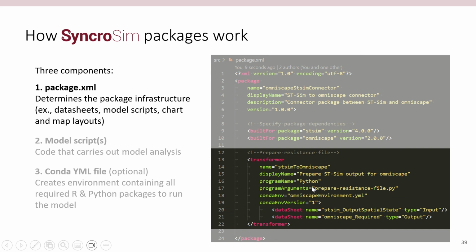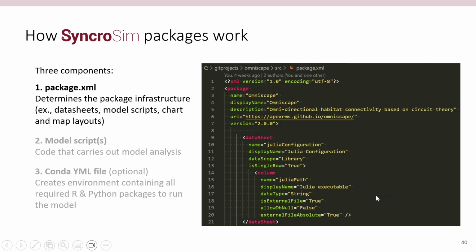Here you also specify the program name, so either Python or R, your program arguments, which is just the name of your Python script, your conda environment, and your conda environment version. If you update any packages or versions in your conda environment, you would just update this version number as well. And then you also specify which data sheets this transformer can use. So here we're specifying that the output from STSIM is the input to our connector package, and the input that's required by Omniscape is the output of our connector package.